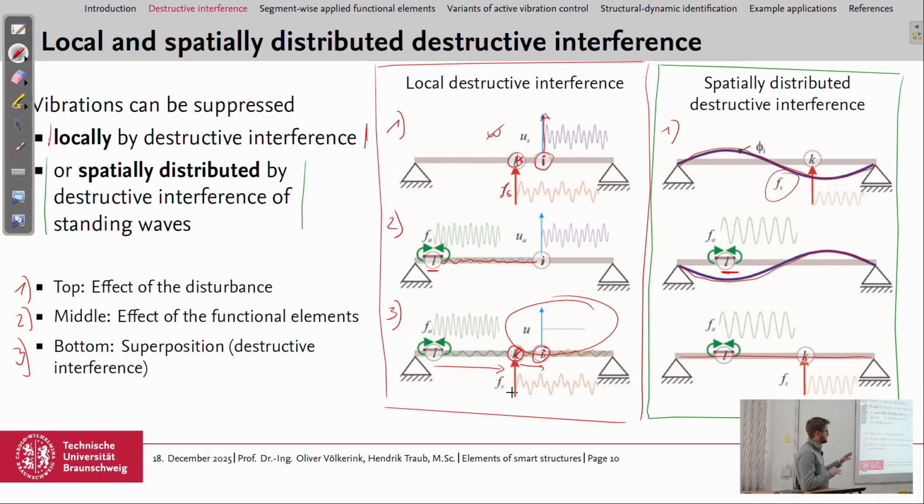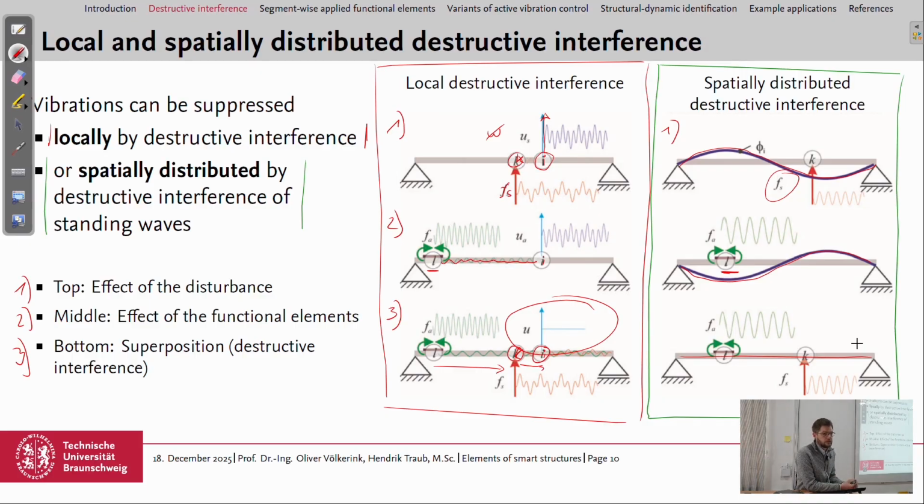Our look at this in this lecture is very general. So details like which actuator do we need, which control approach, and so on is not part of the lecture. My aim is that you understand just the basic concepts. We have the local destructive interference, where you would look at one point and try to calm down this one point. And the other is the spatially distributed destructive interference, where you really try to excite the same mode shapes with a phase shift to calm the whole structure down.